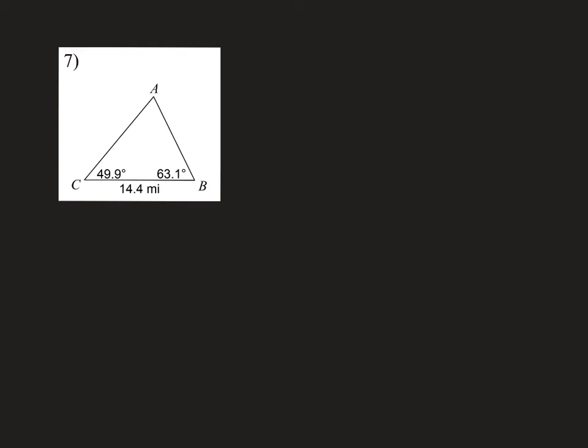So you can see here, this is problem number 7, and we're given some information. We are given that angle C is 49.9 degrees. Angle B is 63.1, and this side right here is side a, which is 14.4. What we don't know, and what we're going to try to find, is side b, side c, and also angle A. Now, angle A is the easiest to find because we already know two of the angle measurements.